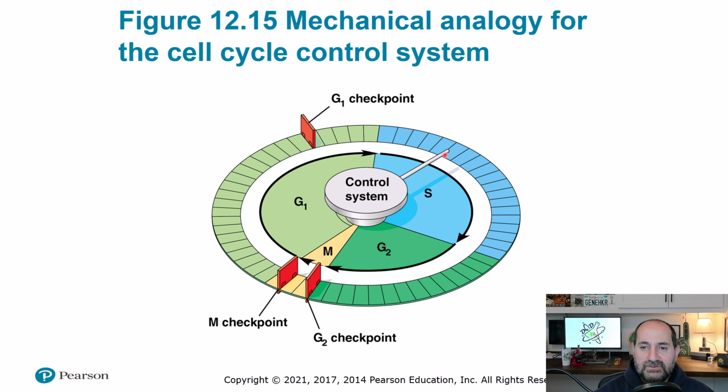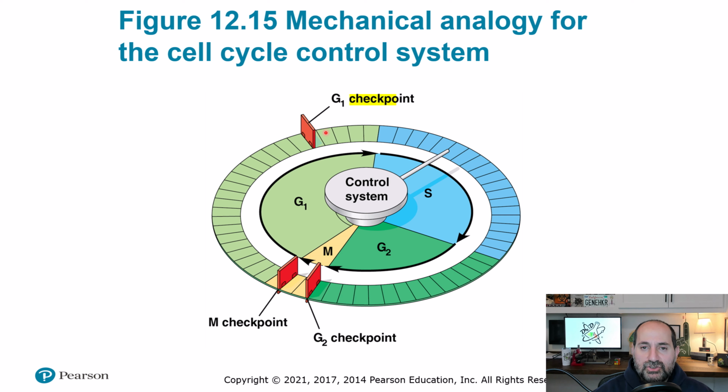And notice how this wheel will spin as long as there's no flap in its way. But when it runs into a flap, that's known as a checkpoint. And that's where the cell cycle will arrest until a go-ahead signal is given. So a go-ahead signal would be like if this flap were to plop down, right? Then the rod could continue its journey. Now, there are three main checkpoints during the cell cycle. That's why you see three flaps here, to represent the three main checkpoints of the cell cycle. The most important checkpoint is this one right here.